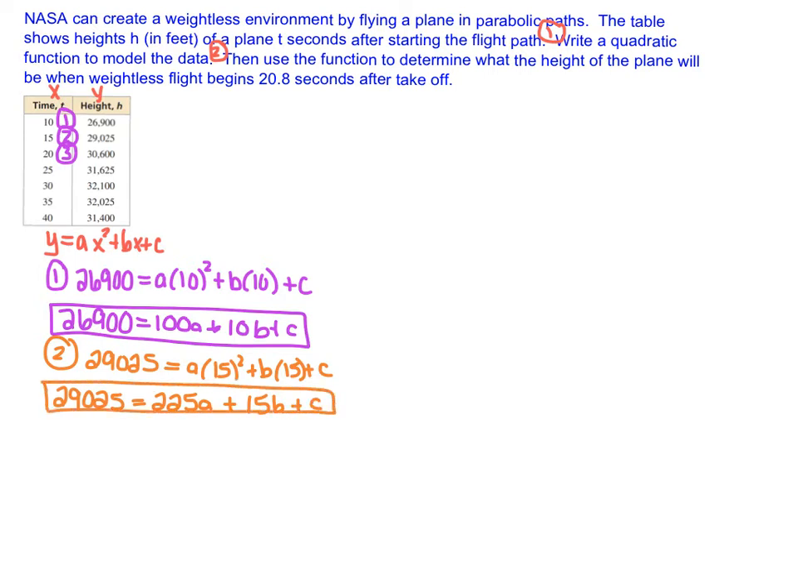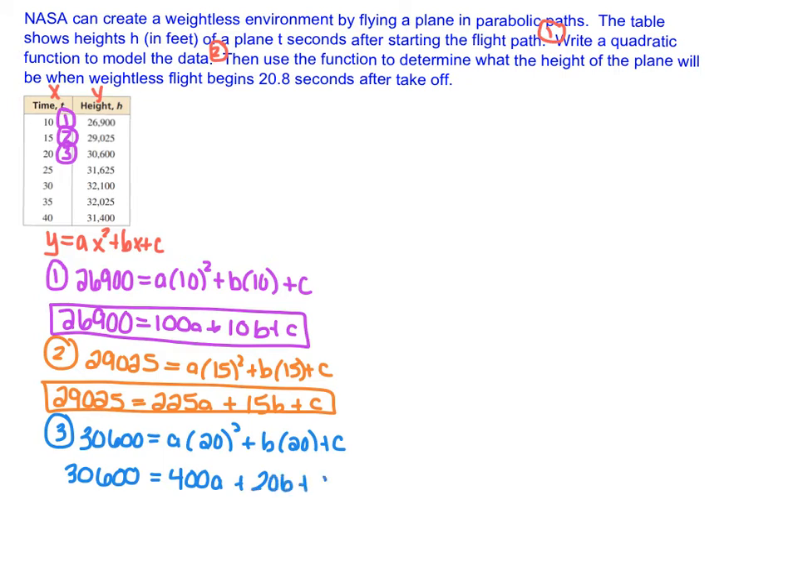And then I'm going to take my third point and write another equation. So I have my third point here. So that's 30,600 is equal to a times 20 squared plus b times 20 plus c. So this becomes 30,600 is equal to 400a plus 20b plus c. So there I have my three equations using 3 points from my situation.